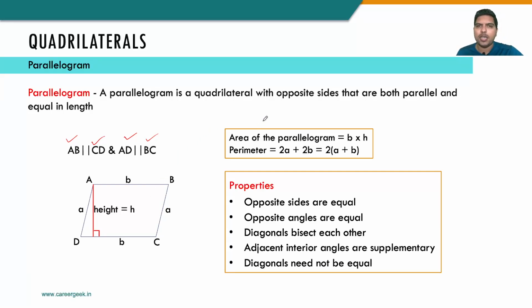For all the quadrilaterals, area, perimeter, diagonal, all of this you'll have to learn by heart. There is not much to explain. Area of a parallelogram is base into height. Perimeter is the sum of all the sides, right? We all know this: b plus a plus b plus a, so 2a plus 2b, which is 2 times (a plus b).